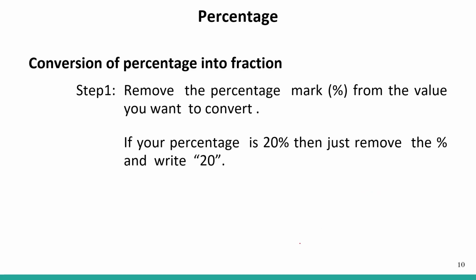Okay, so let's see how to convert percentage into fraction. Okay, so you are given a percentage, let's say 30%. Okay, for ease of calculation, we want to convert this to a fraction. So what will it be? Okay, so remove the percentage mark first. So what you do is, first you remove the percentage mark from the value you want to convert. Okay, this value I want to convert, and I remove the percentage part. If your percentage is 20%, then just remove the percentage sign and write 20. So here we have 30%. So we just remove this symbol and we are left with 30.